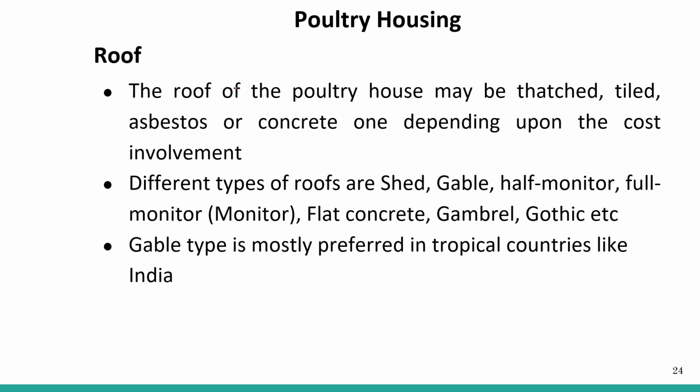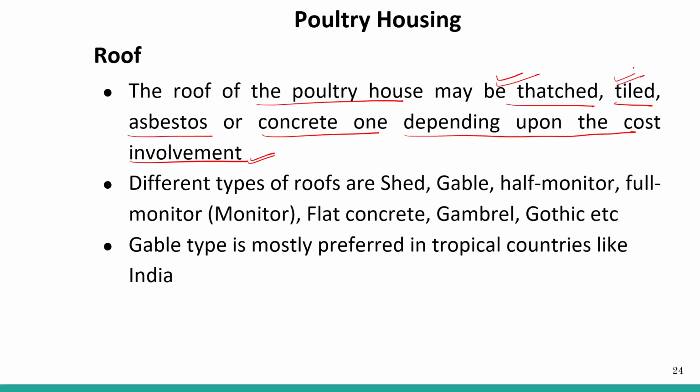Roof. The roof of the poultry house may be thatched, tiled, asbestos, or concrete, depending upon the cost involved. So according to the capital, according to the money we have, we can make the roof of the poultry house. That can be thatched, tiled, asbestos, or even the concrete one.